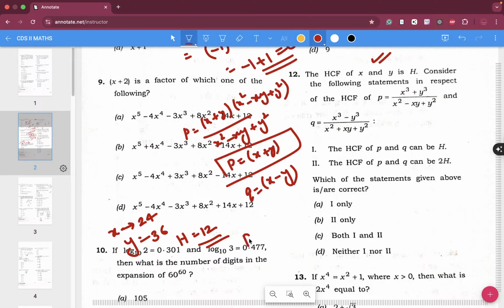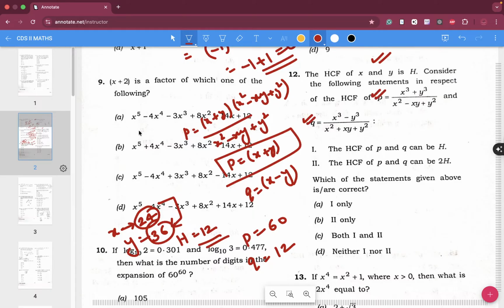Then p will be how much? The value of p will be this plus this. p will be x plus y, which is 60. And then the q value is how much? y minus x, in that case I will be writing y minus x, which is 12, isn't it? So the HCF of p and q in that case.